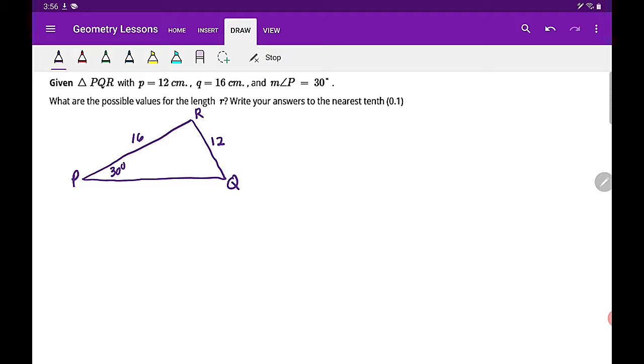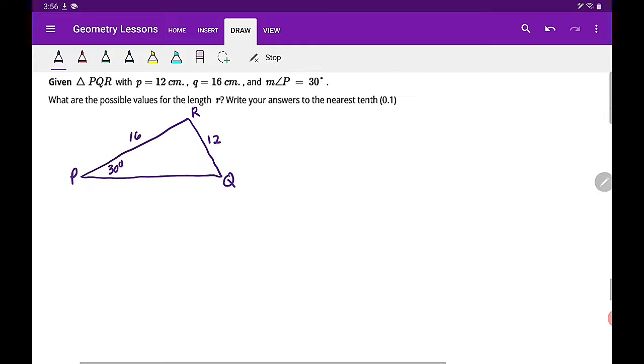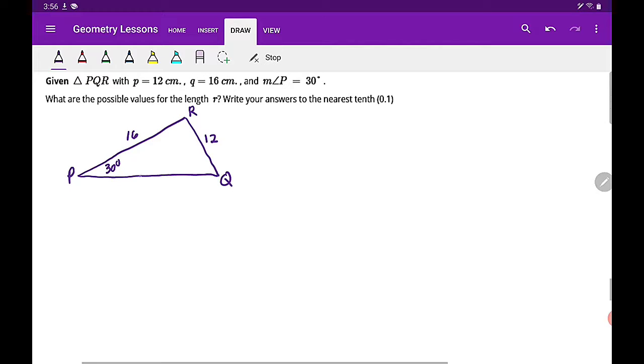Mr. Abalos, how do you know that 12 is there and 16 is there? Well, if you're paying attention, you know that side p is opposite angle P and side q is opposite angle Q. That's how simple it is. So we're being asked to find the length of side r. It's right here. This side right here is r.